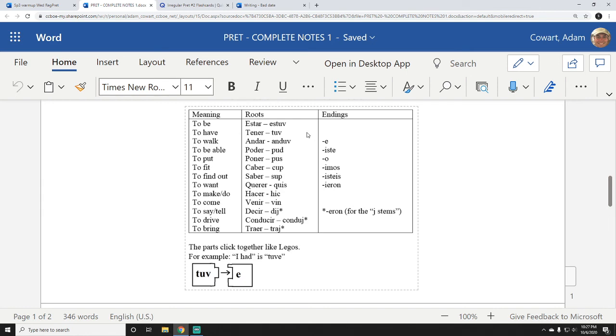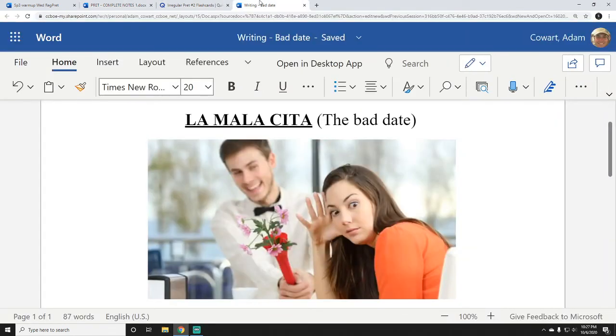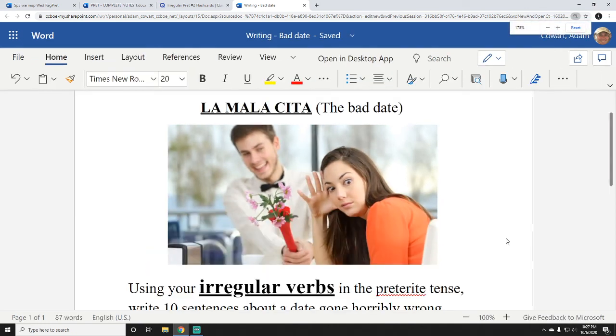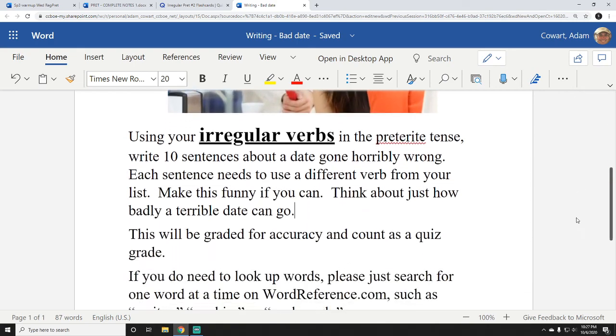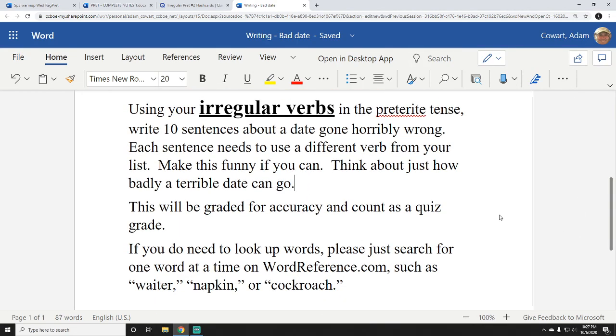Okay, now the last thing for today is your writing assignment. The bad date. Look, I typed in bad date, y'all. This is about the best picture that came up. Look at that one. This man has grabbed the flowers off the table she was already sitting at. Anyway, so this is going to be for a quiz grade, which is good news for you because you can use your notes. It says using your irregular verbs in the preterite tense, write 10 sentences about a date gone horribly wrong. Each sentence needs to use a different verb from your list. Make this funny if you can.